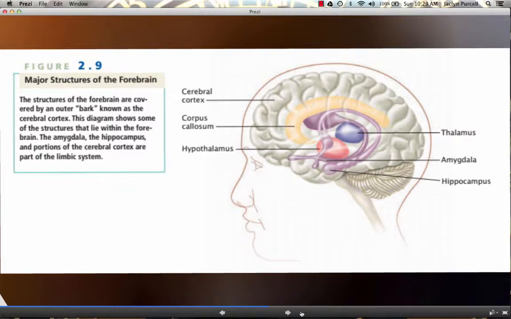The structures of the forebrain are covered by an outer bark known as the cerebral cortex. This diagram shows some of the structures that lie within the forebrain. The amygdala, the hippocampus, and portions of the cerebral cortex are part of the limbic system.